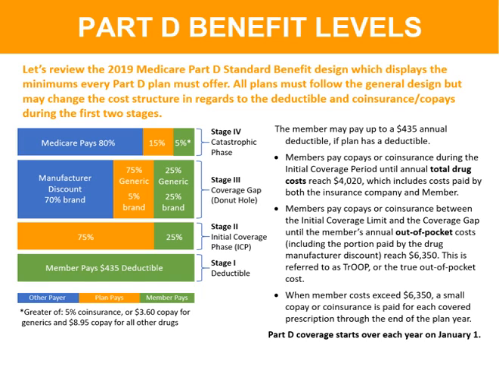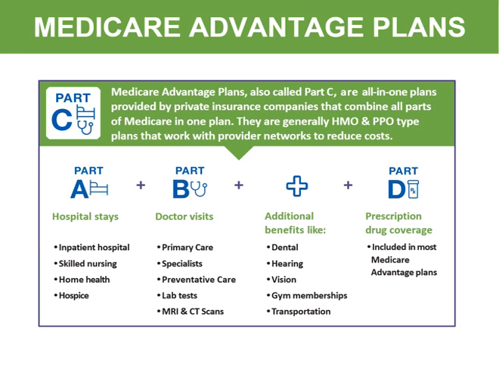Now, if your drug costs reach $6,350 for the annual year, then you go into stage 4, which is catastrophic phase, at which point Medicare now pays 80% of your costs. The plan pays 15%, and you pay 5%, or you may pay $3.60 for generics, or $8.95 for all other drugs. It just depends which one is greater. On January 1st, that's when the plan resets.